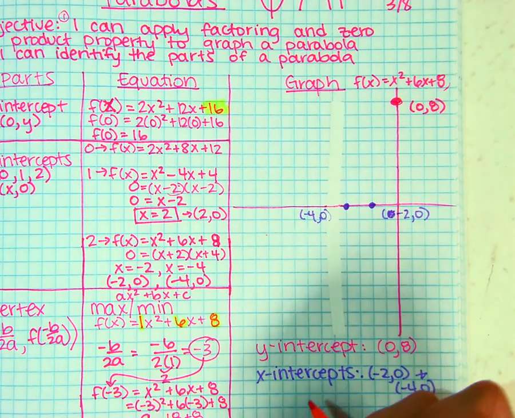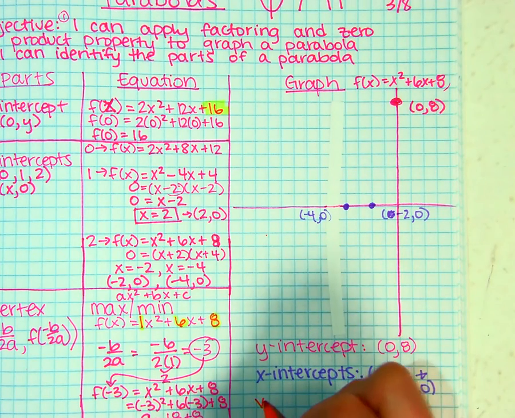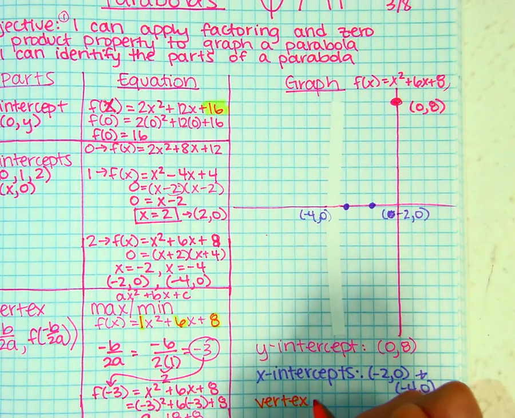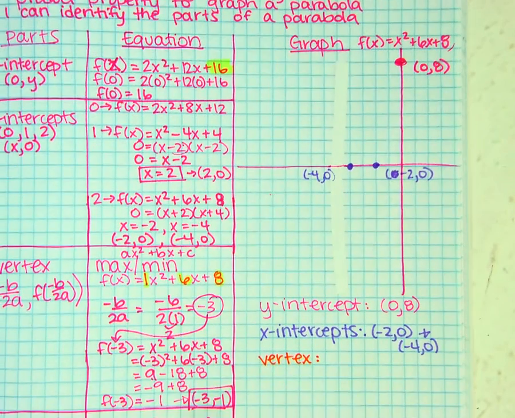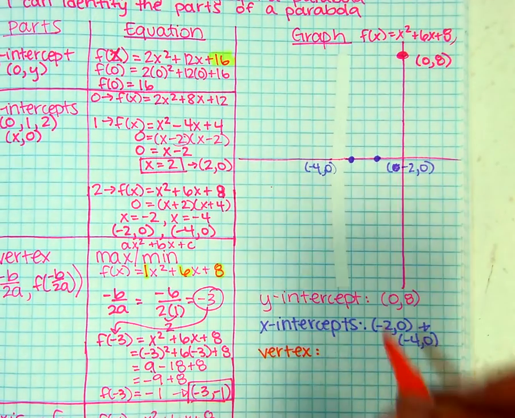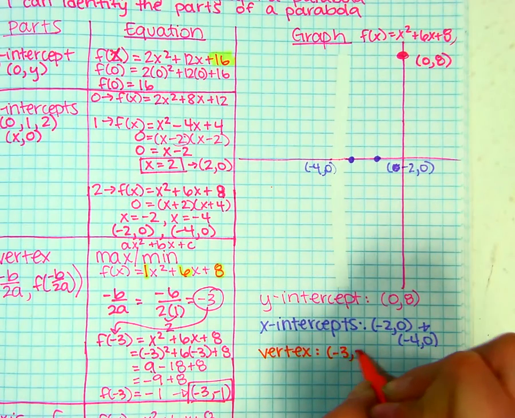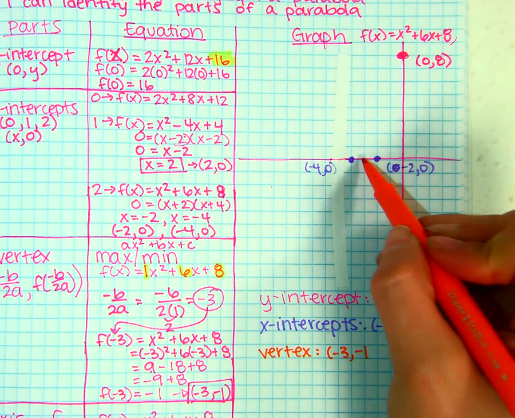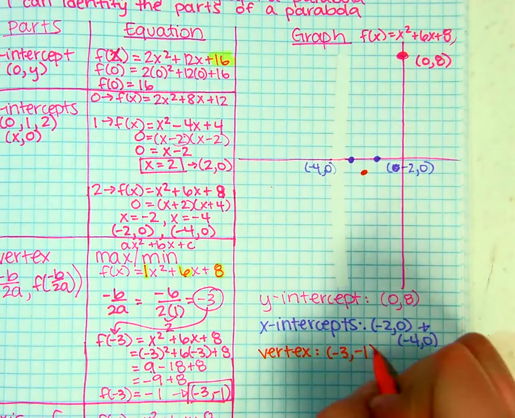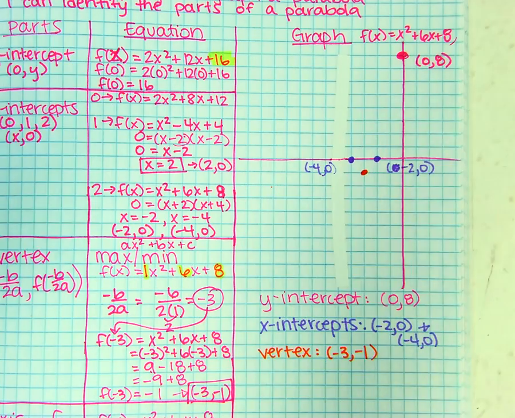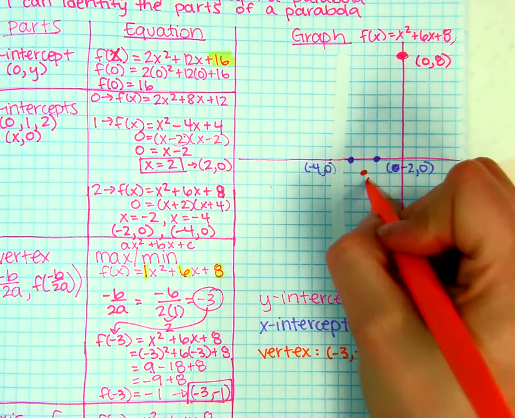Our vertex, we said when we plugged it in over here that our vertex is at negative 3, negative 1. So if we go to negative 3, we go down to negative 1. Okay? So negative 3, negative 1.